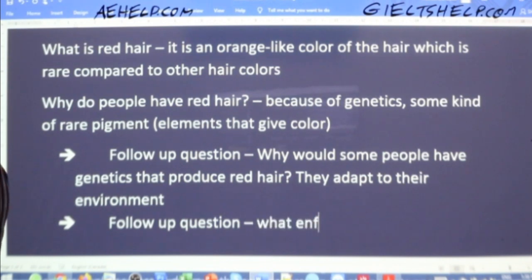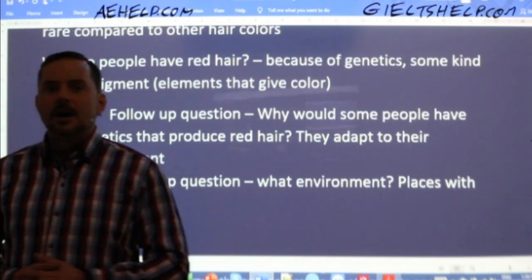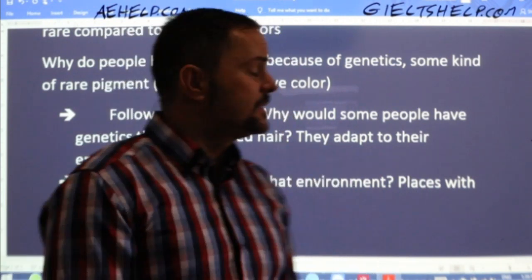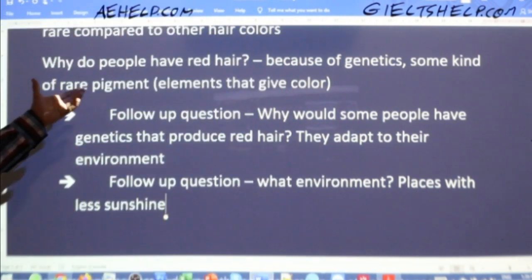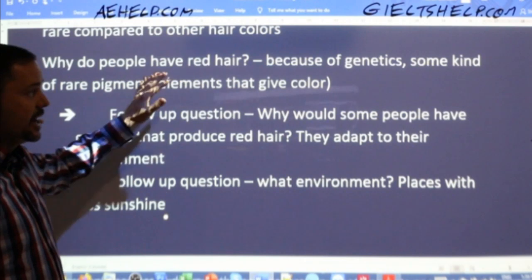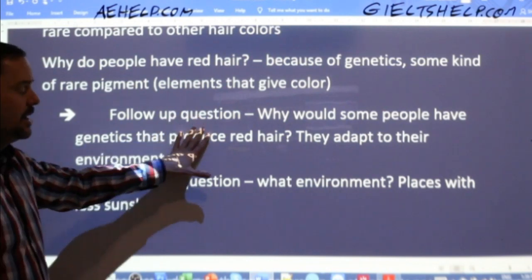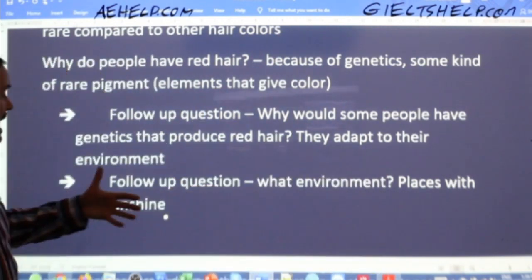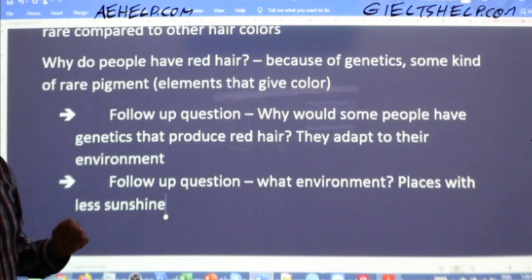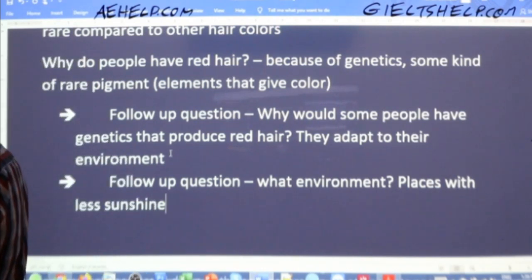What environment? Okay, and Firdavs says environment with less sunshine. All right, so that's of course if you know that much about it, but what's important here, students, is the logic, right? So you ask the question, why do people have red hair? And you realize, oh, okay, it's probably because of their genetics, so they inherit it from their parents, their grandparents. Why would some people have genetics to produce red hair? Well, it's probably because they've been adapting to their surroundings, right? And the word that I was hoping somebody would throw out for me is the word evolution, right?